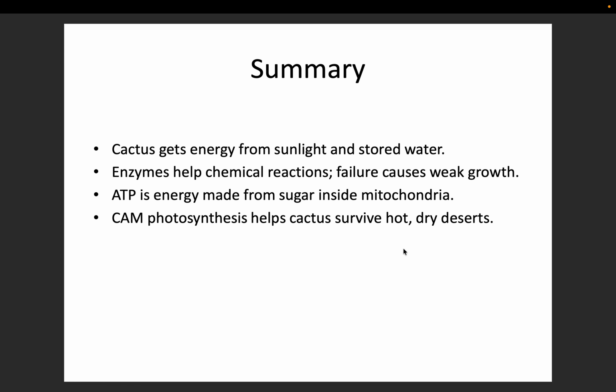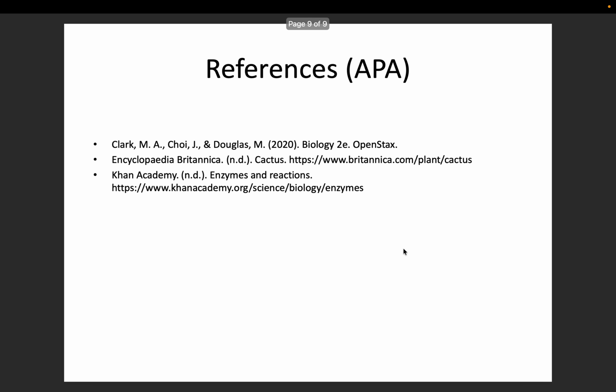ATP, the plant's energy battery. Sugar goes into the mitochondria, the power station, and with oxygen makes lots of ATP to power growth and repair. Number 4, CAM photosynthesis is the cactus's special trick. It collects carbon dioxide at night when it's cool and makes food during the day while saving water. So the next time you see a cactus, remember it's not just a plant, it's a desert superhero with amazing survival skills.